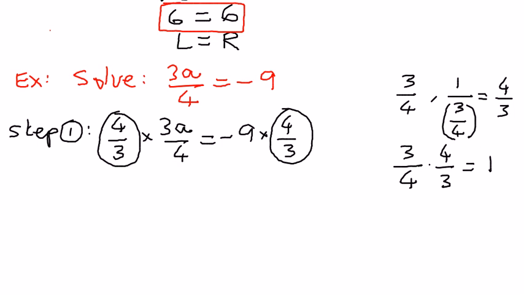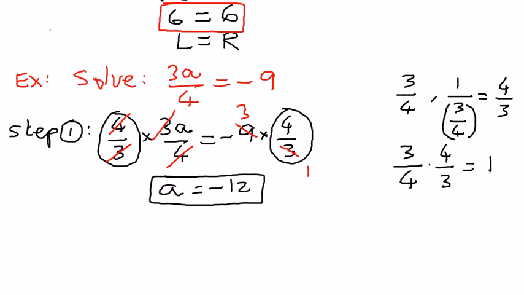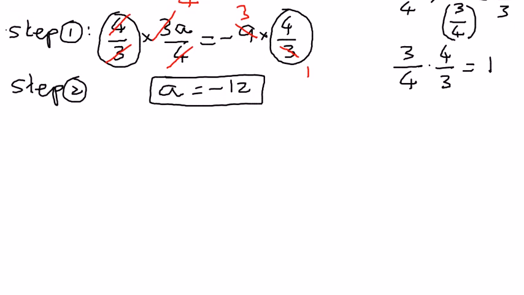Once we have it in this manner, 4 in the numerator and 4 in the denominator, 3 in the numerator and 3 in the denominator cancel out, leaving us with a on the left hand side. On the right hand side, 9 is a multiple of 3: 3 times 1 is 3, 3 times 3 is 9, and what we have on the right hand side is negative 12. We've arrived at the value of a. We'll call this step 2. In step 3, we're going to check our work.